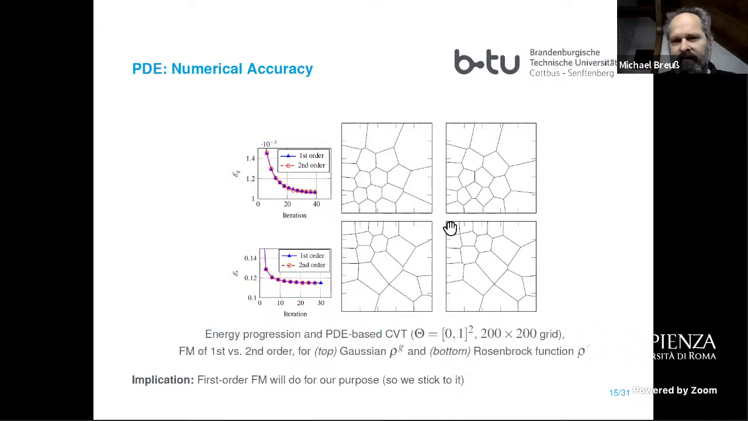And you see small differences, but virtually no difference. When you look at the energies that are plotted here, we have first and second order. First order is the left column, second order is the right column of these Voronoi cell figures. You see virtually no difference. So the impact of the order is in practice negligible, and so we stick to first order fast marching for our experiments.